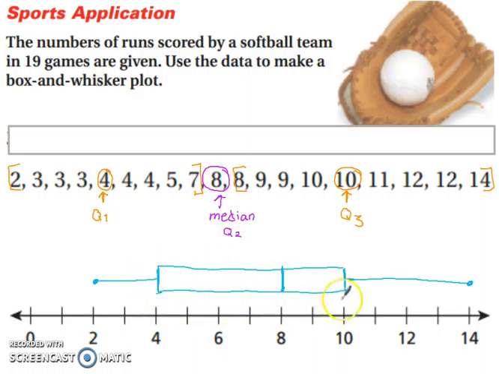So now we can read what's going on. So, based on this graph, half of the scores are between 4 and 10. So half of the game's scores are between 4 and 10. One quarter of the scores are between 2 and 4, and the greatest score earned by this team was 14. So you can see where there are clumps, and you can look at the middle 50% of the data, or you can look at the data in terms of quarters.